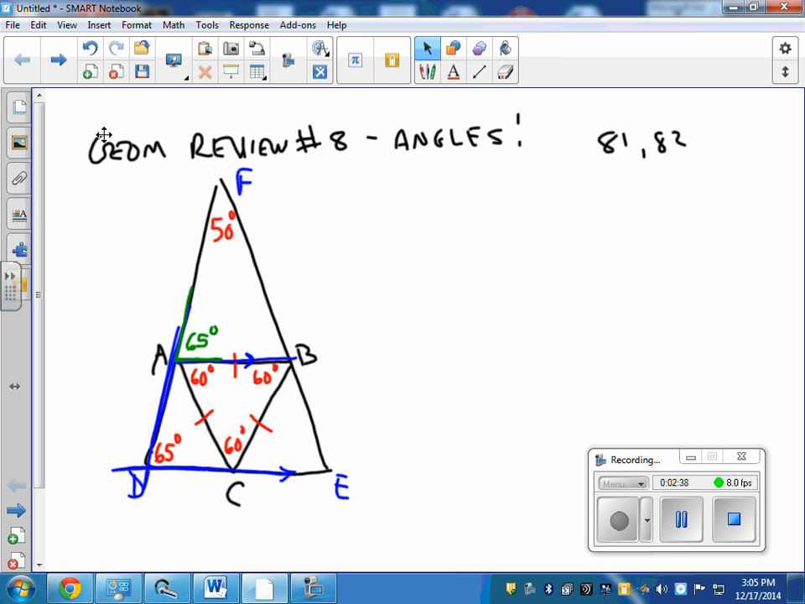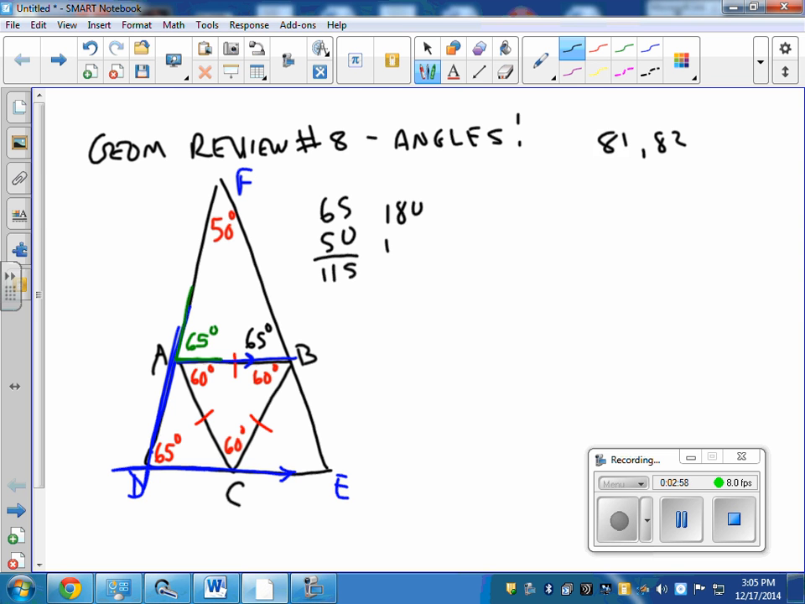Lastly, we know that angles of a triangle have to add up to 180, so that will give us this one over here. Let's see, we've got 65 at this point, right? Because 65 and 50 is 115, and subtract that from 180, and we get 65. So that's how I got this one, and this one. I subtracted those two from 180.